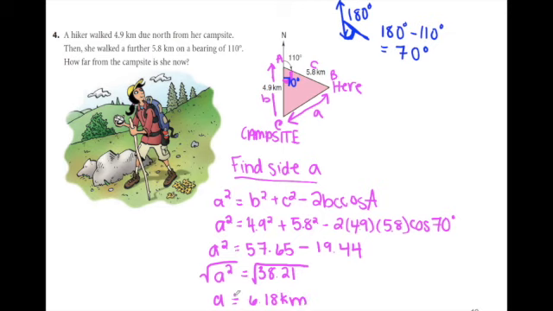And you do have units here because she has walked 4.9 kilometers and 5.8 kilometers. So therefore, the hiker is 6.18 kilometers from her campsite. And you are done that question.